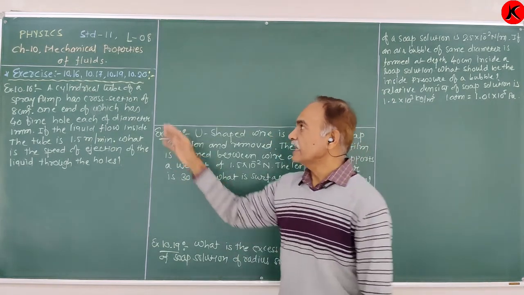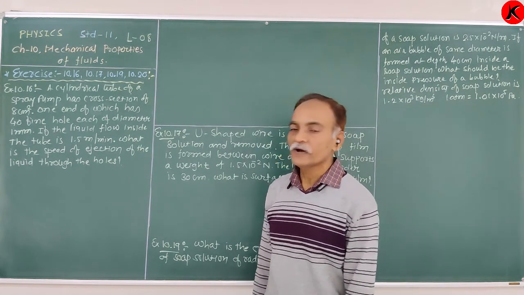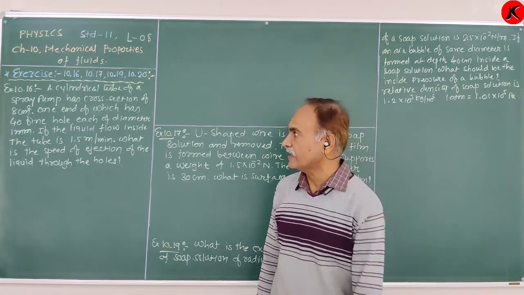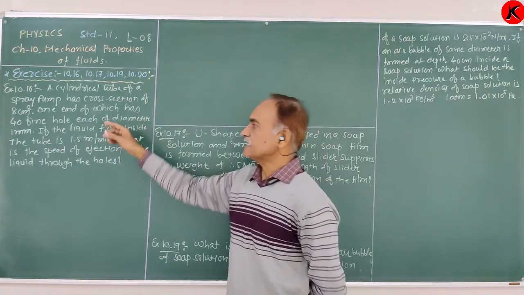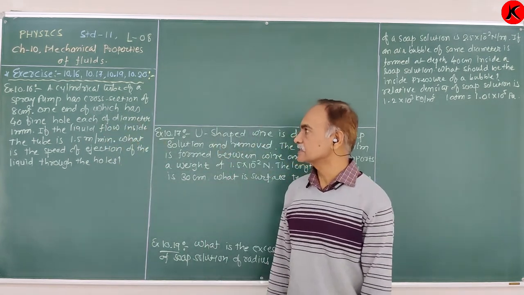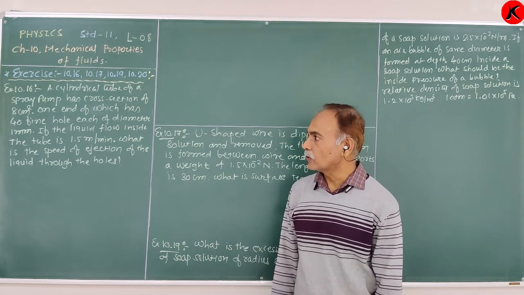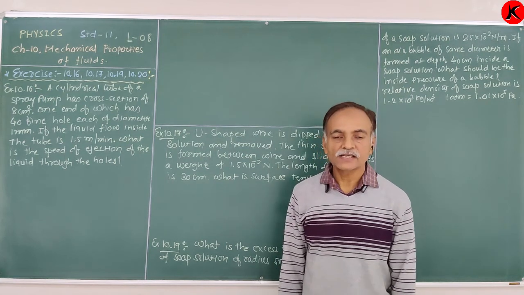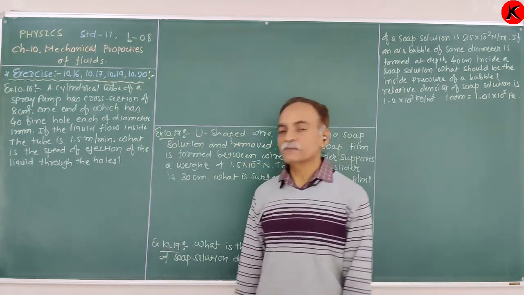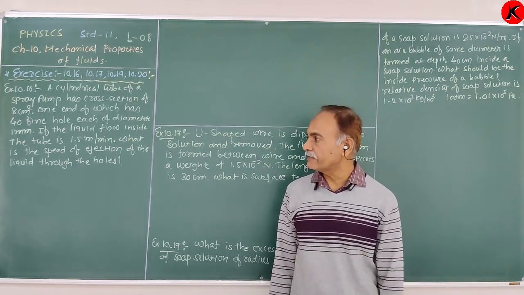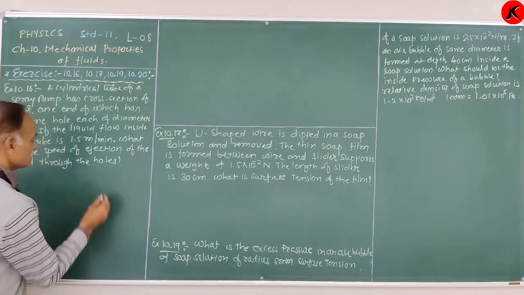Now what is given? A cylindrical tube of a spray pump has a cross section of 8 centimeters square at one end, while the other end has 40 fine holes, each of diameter 1 millimeter. If the liquid flow inside the tube is 1.5 meter per minute, what is the speed of ejection of the liquid through the holes? Now this numerical is like this way.